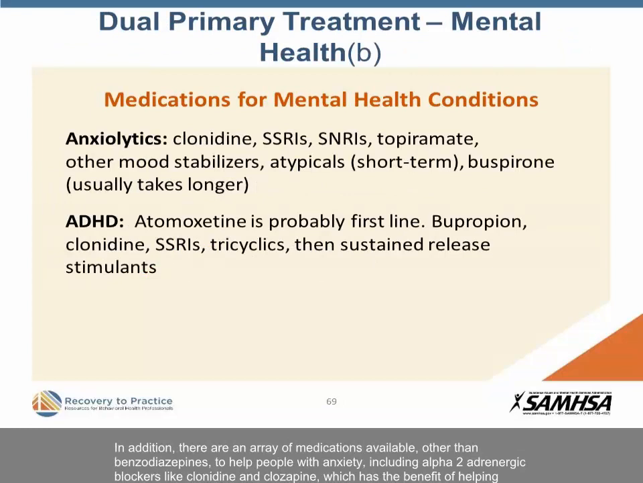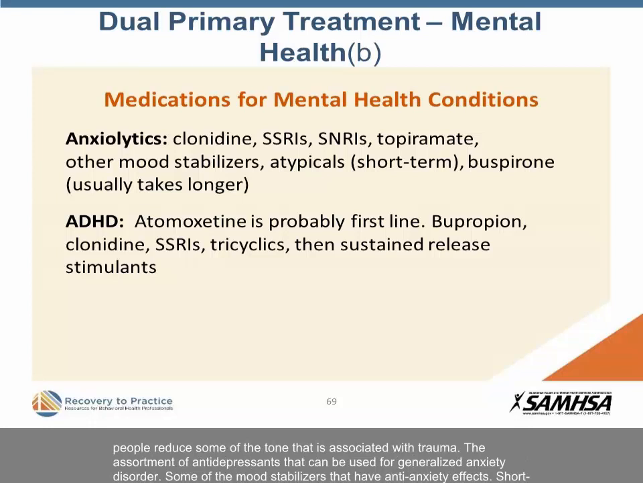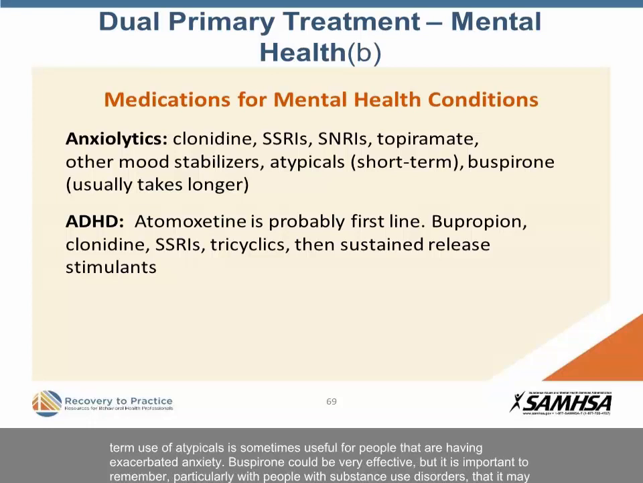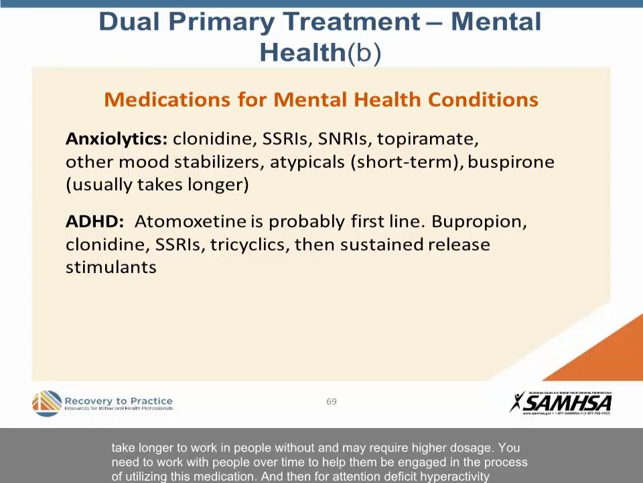In addition, there are an array of medications available other than benzodiazepines to help people with anxiety, including alpha-2 adrenergic blockers like clonidine and guanfacine, which have the benefit of helping people reduce some of the adrenergic tone that is associated with trauma. There are an assortment of antidepressants that can be used for generalized anxiety disorder. Some of the mood stabilizers have anti-anxiety effects. Short-term use of atypicals is sometimes useful for people who are having exacerbation of anxiety. And buspirone can be very effective, but it's important to remember, particularly for people with significant substance use disorders, that it may take longer to work than in people without and may require higher doses.